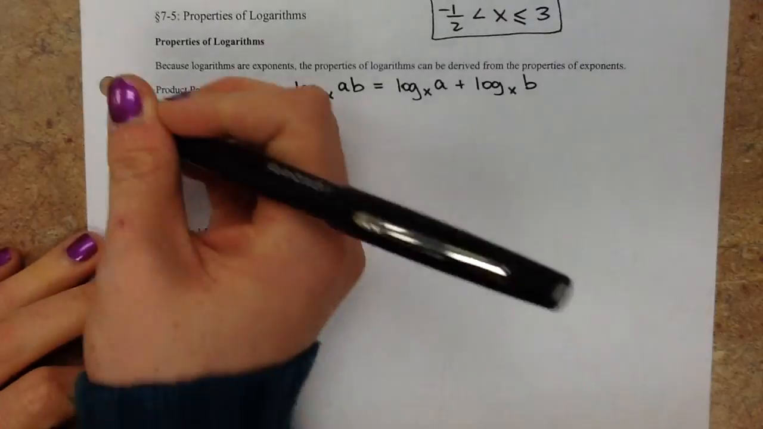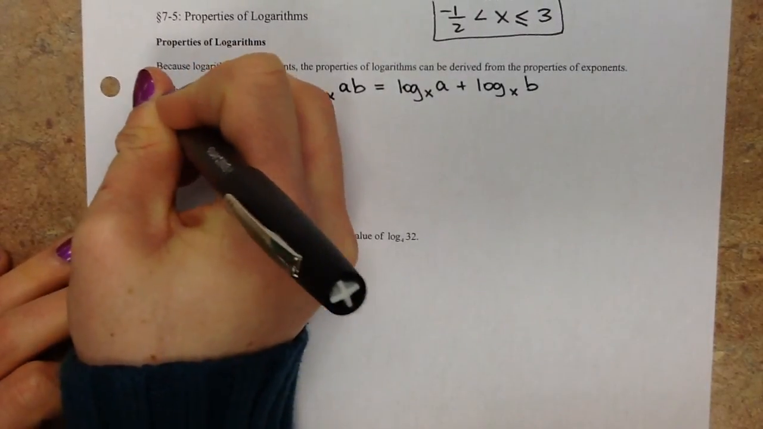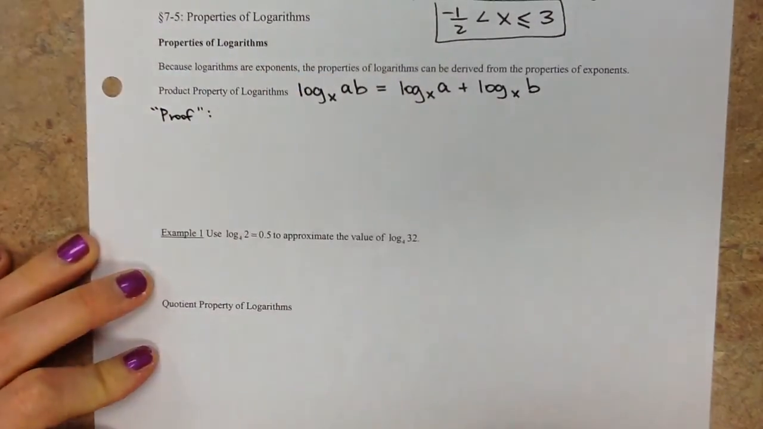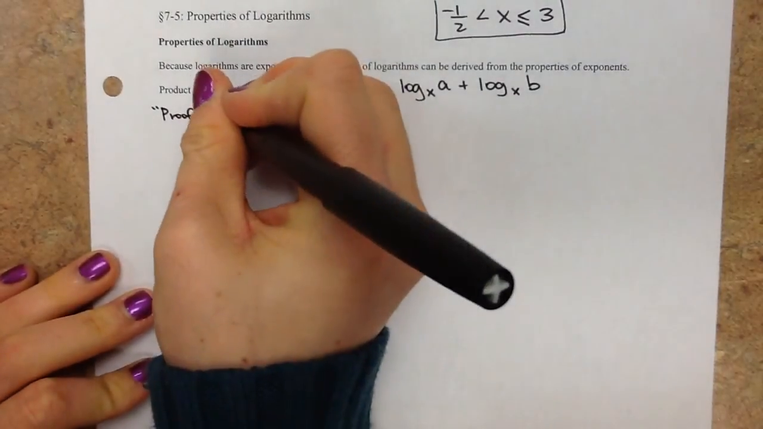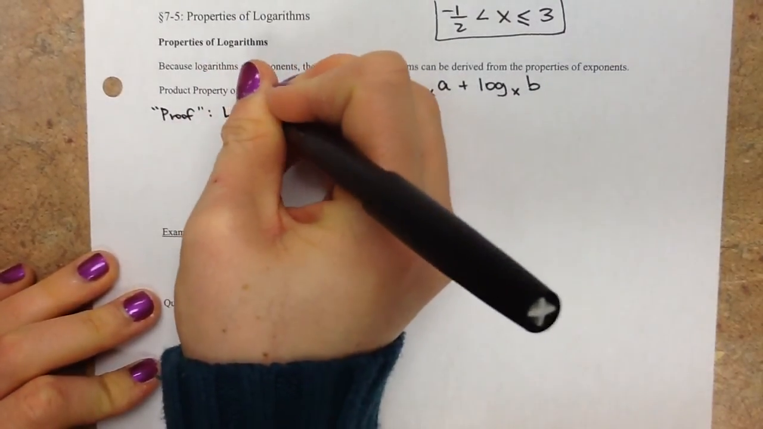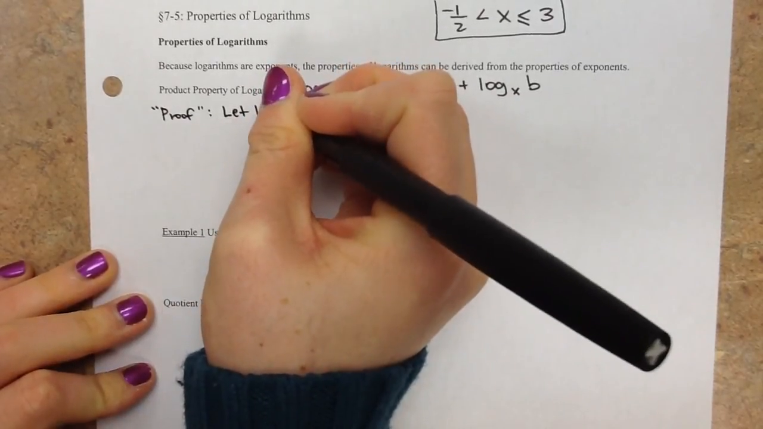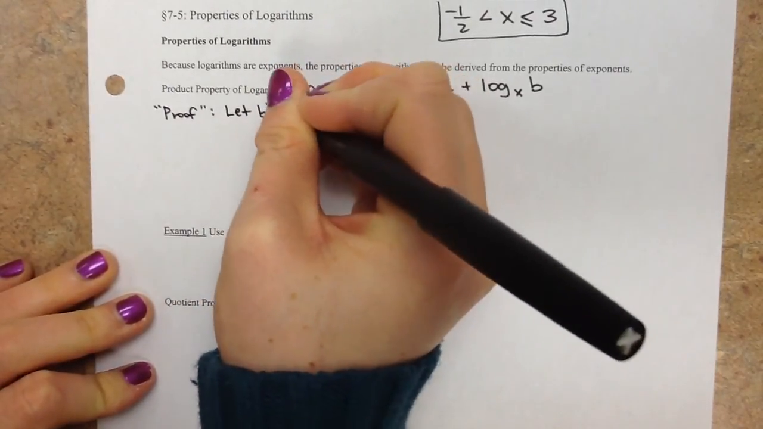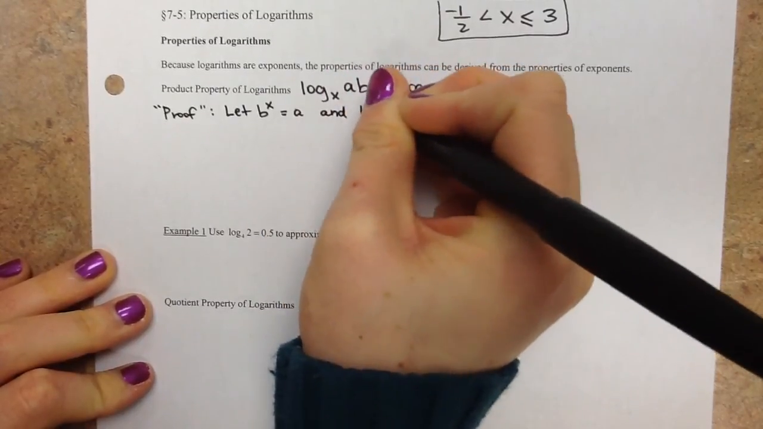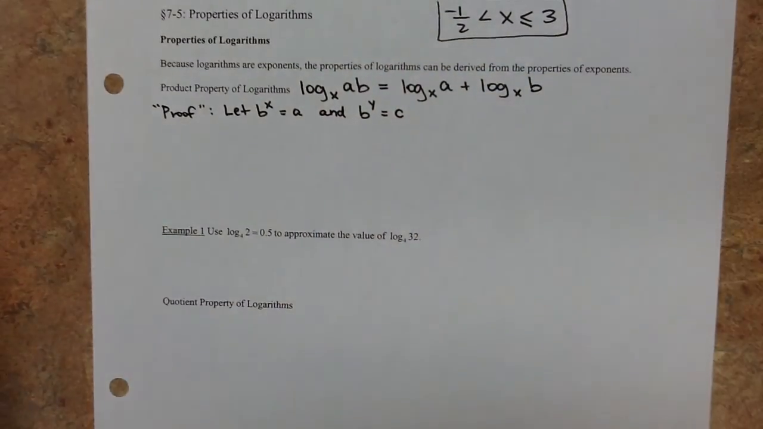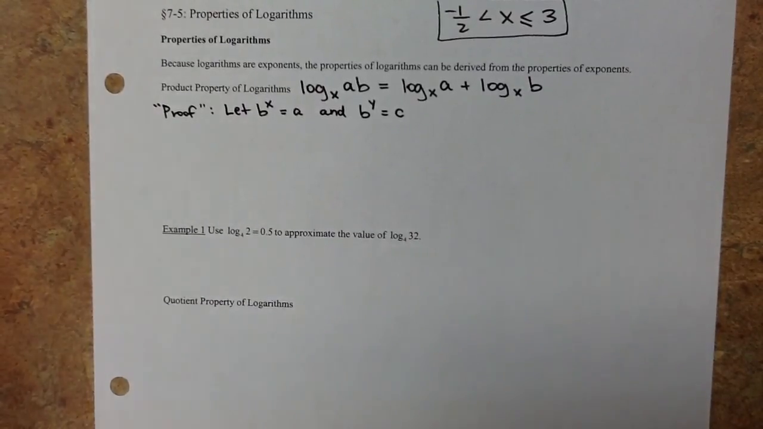Okay? So our little proof, don't let the word proof freak you out. It's not like a geometry proof. We're going to say let b to the x equal a and b to the y equals c. All right, so the same base raised to different powers, we're going to have them equal to each other.